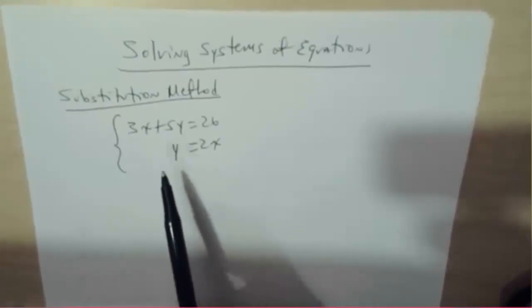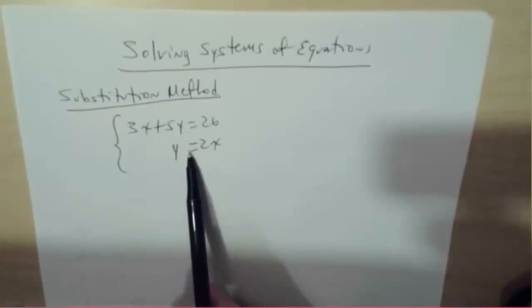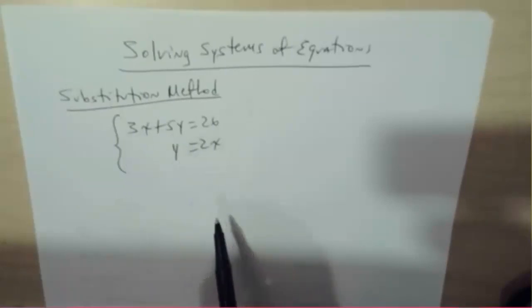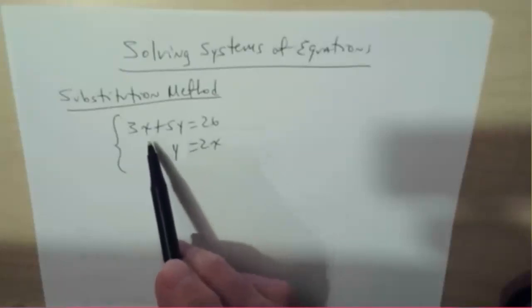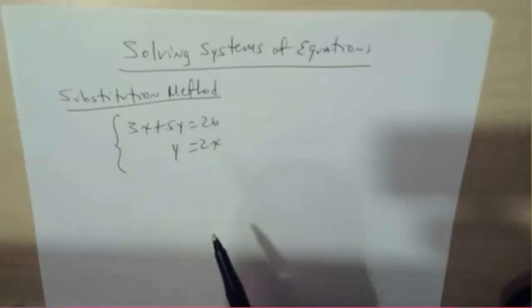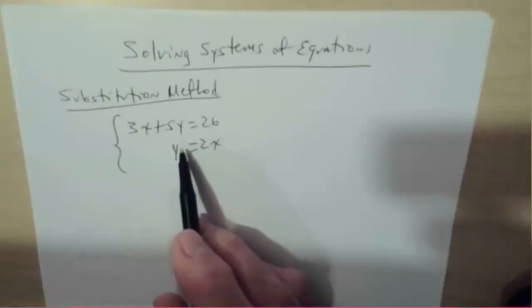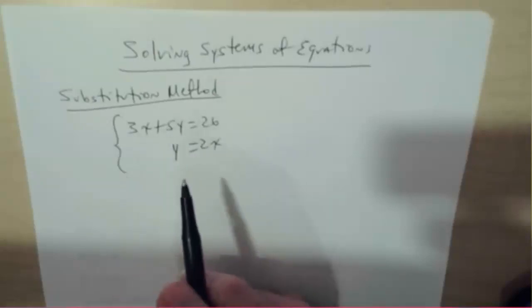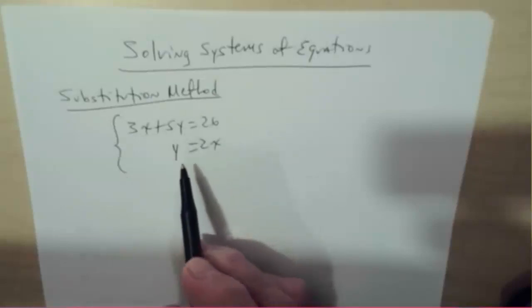Now, a system of equations has two or more equations in here, and they have two or more variables. And we can't solve an equation that has two variables in it. So what we do is, now this is called the substitution method. You'll see why here in a second. And it's really very simple to do.